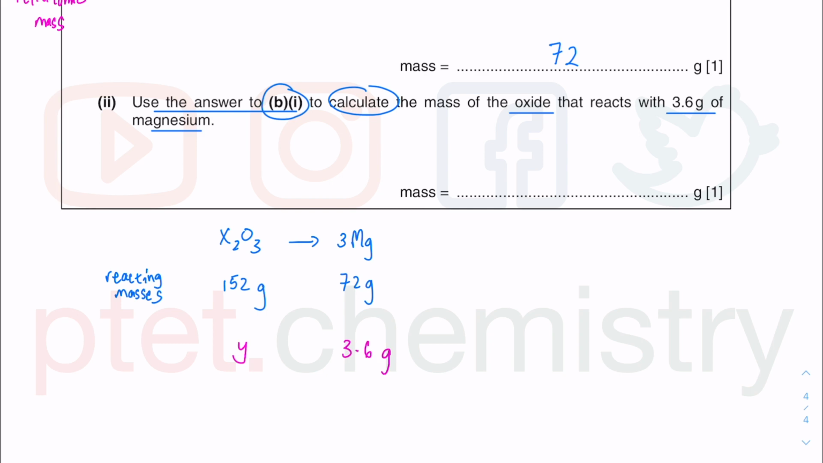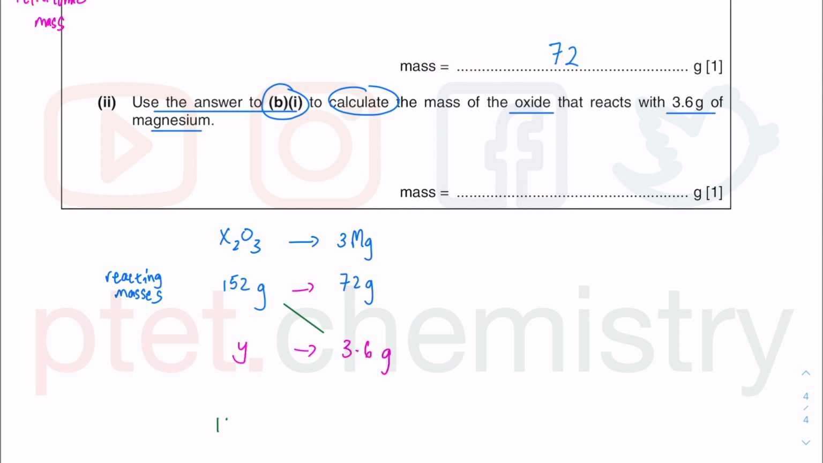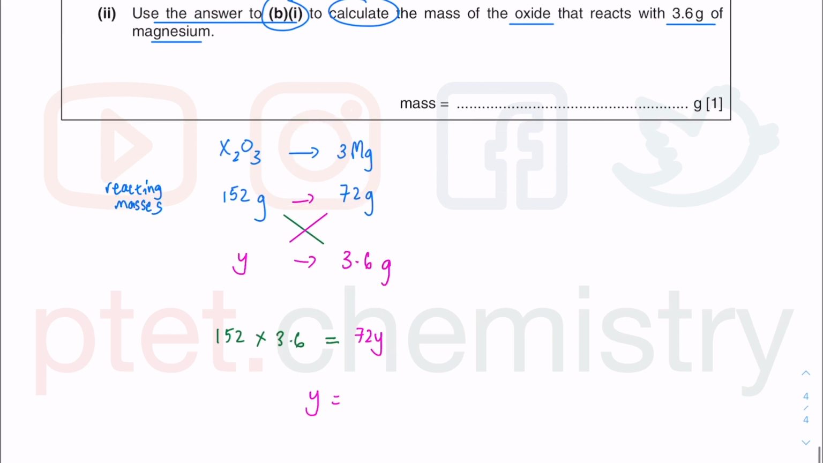So I'm doing a cross multiply here as well. Let's start cross multiplying. So that and that, so 152 times 3.6 is equal to the other side of the cross multiply, which is Y times 72, or 72 times Y, which is just 72Y. It is just mathematics. So Y equals 152 times 3.6 divided by 72. I get 7.6 gram if you press your calculator correctly. So there's 7.6 gram of the oxide that will react with 3.6 gram of the magnesium.